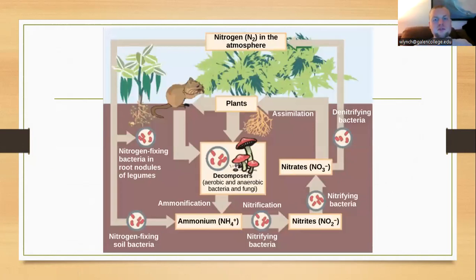So we have nitrogen from the atmosphere that goes down into the soil. Nitrogen fixing bacteria in the root nodules of plants are able to get that nitrogen and fix it. The nitrogen fixing soil bacteria are going to convert it to ammonium. We also have nitrifying bacteria that are going to cause nitrite and nitrate formation. Decomposers such as fungi, mushrooms, things like that are able to take plant and organic material and decompose that and turn it into ammonium upon decomposition.